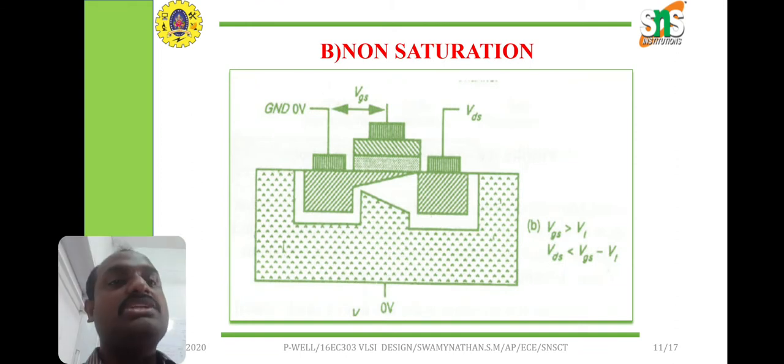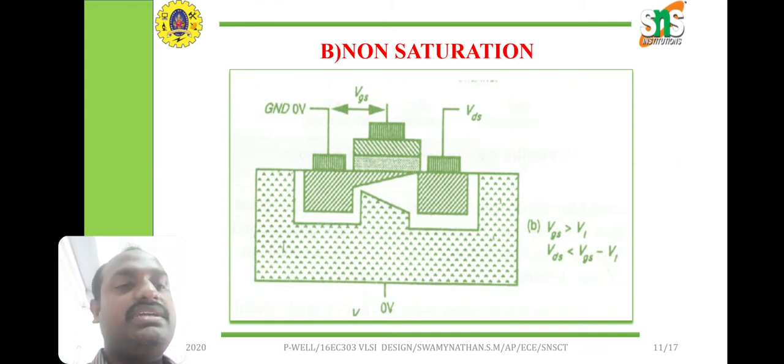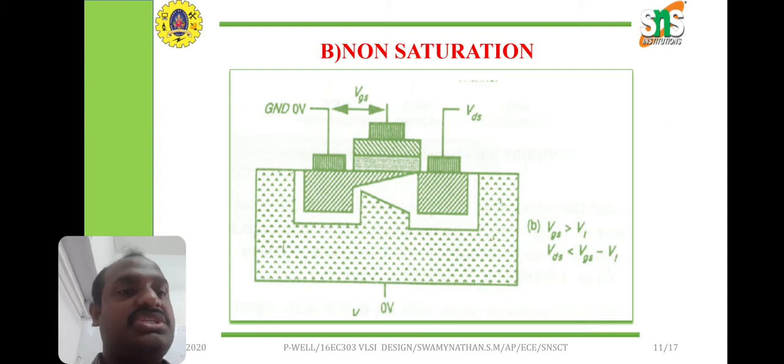So if VDS equal to 0 means no current flow occurs. Next, non-saturation. Here for the non-saturation current, you have the condition VDS less than VGS minus VT. So the voltage level between drain and source is defined as VGS minus VT. So the current is conducted in the non-saturation.